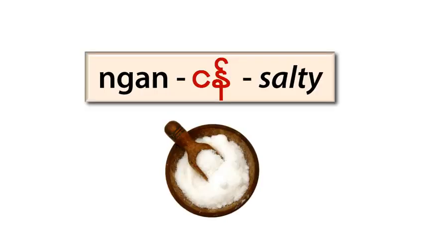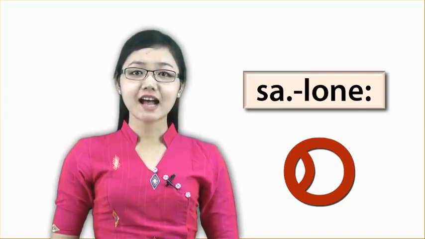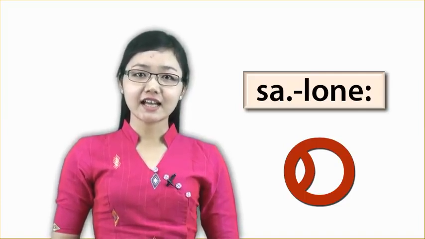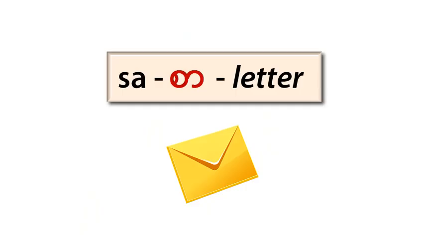For example, a word using this letter is nga. It means salty. Consonant number 6. Very easy. Salo. Pronounced sa. It sounds just like an S in English, like in sing. An example usage could be sa, which means letter.